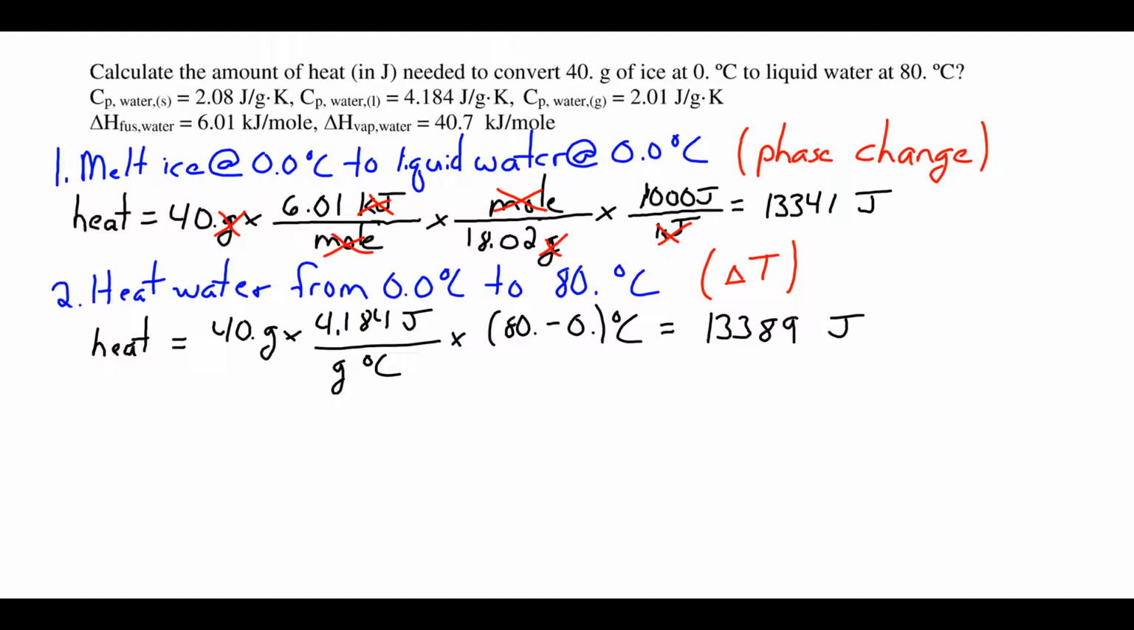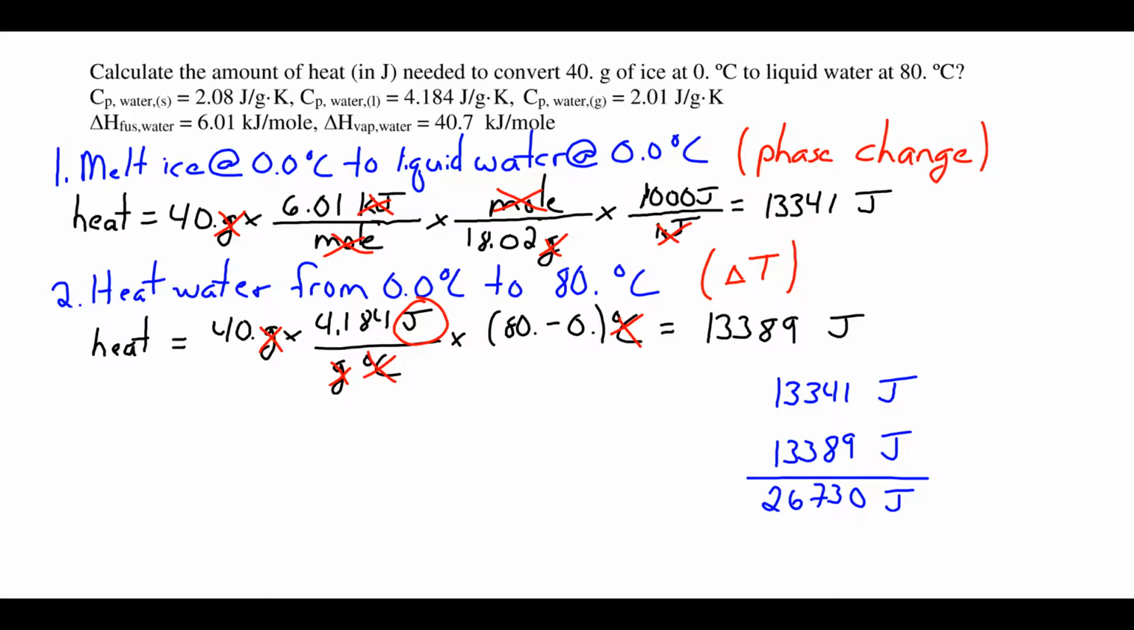For the second part, heat is going to be mass times specific heat times delta T. Delta T is always T final minus T initial. When we look at our units, we see grams cancel, degrees C cancel, and we end up with units of joules surviving. And our amount of heat for the second step is 13,389. Now we need to add these two processes, the heat involved for each of these processes together to get to our final answer.